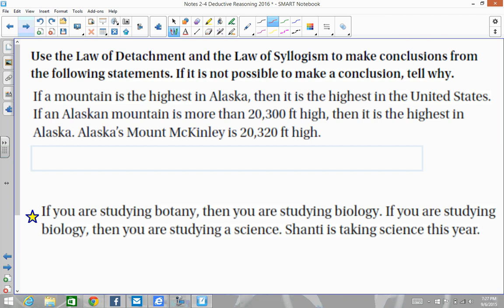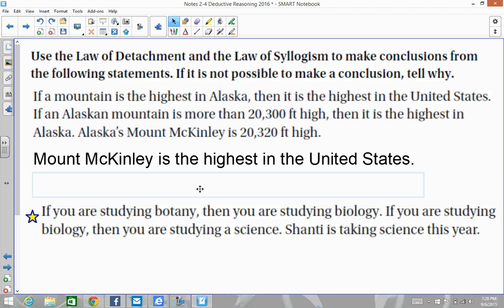So if a mountain is the highest in Alaska, then it is the highest in the United States. If an Alaskan mountain is more than 20,300 feet high, then it is the highest in Alaska. Okay, so Alaska Mount McKinley is 20,320 feet high. Notice an if-then statement, kind of real general statement to start, very specific statement afterwards. Therefore, we're using law of detachment. And so we can say that Mount McKinley is the highest in the United States.